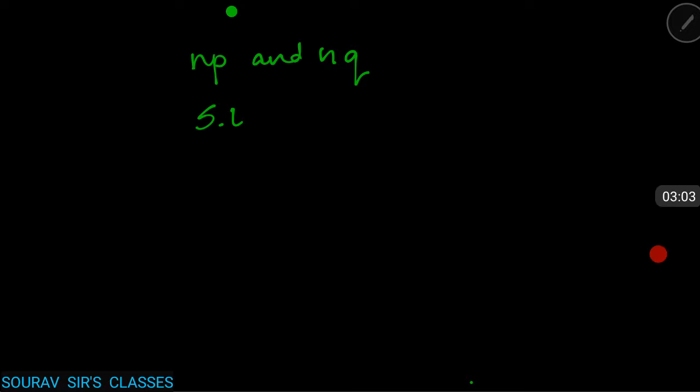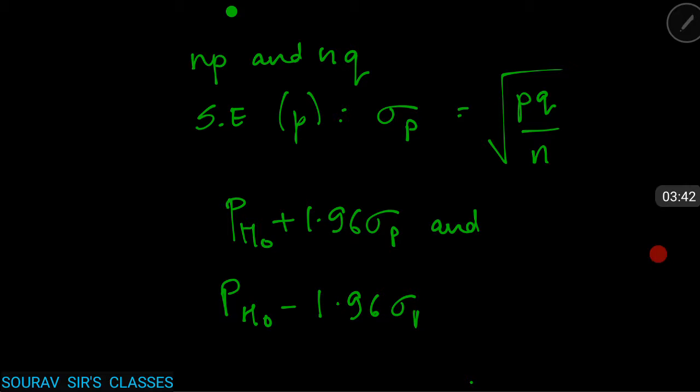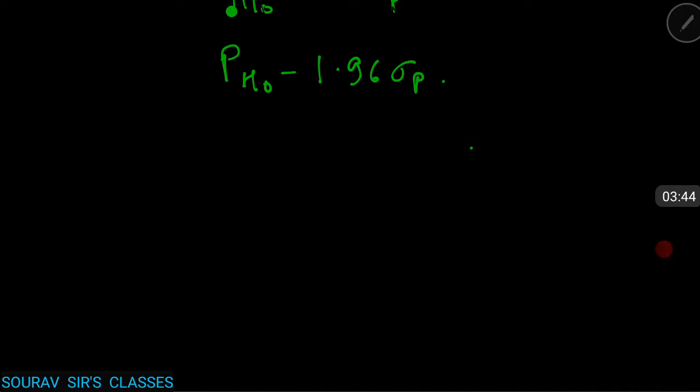We calculate the standard error of the proportion P, sigma P, which is equal to root under PQ by N. The two limits of acceptance region at 0.05 level of significance are P of H0 plus 1.96 sigma P and P of H0 minus 1.96 sigma P. It is important to note that if the conditions that both NP and NQ are not greater than 5, then we must use the binomial instead of normal distribution test.